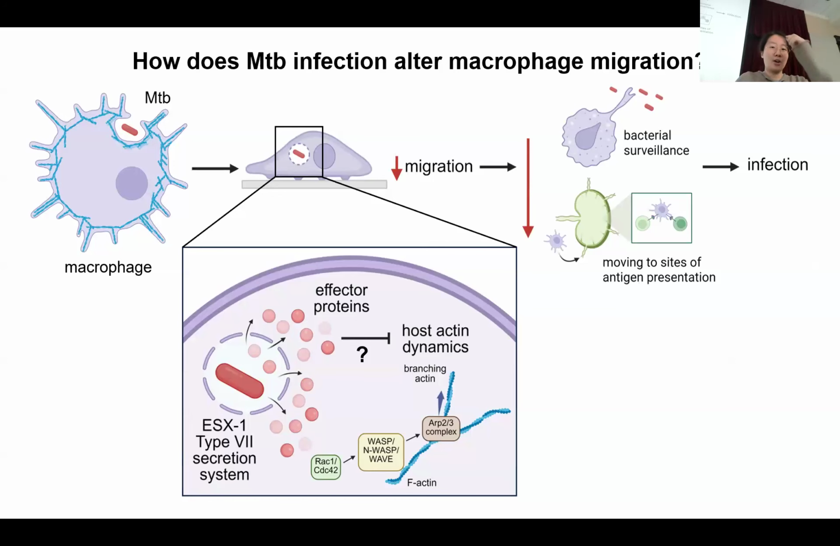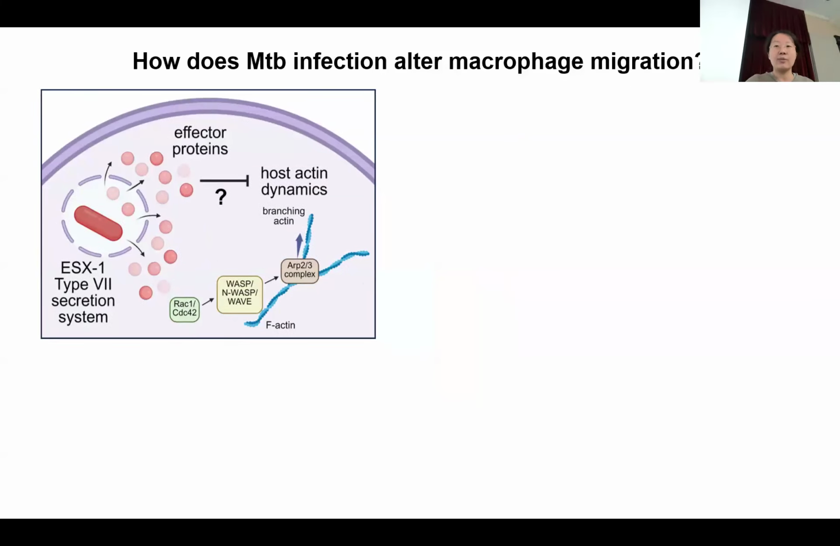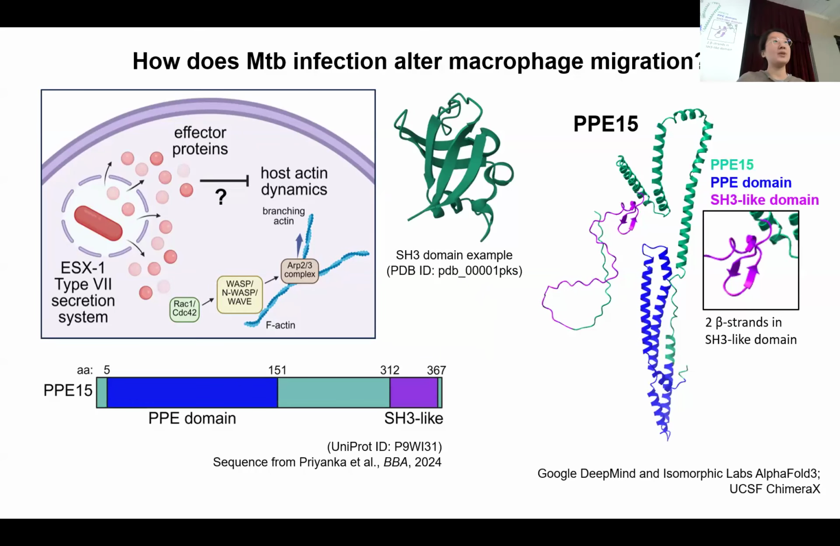And having looked at gross macrophage migration, I then wanted to focus on potential protein interactions between MTB-secreted effectors and macrophage actin regulators that might induce changes in macrophage migration. One MTB effector candidate that I identified from literature is PPE15. One paper reported that PPE15 has a region in its C-terminal that shares high protein sequence similarity with SH3 domains commonly found in eukaryotic proteins.